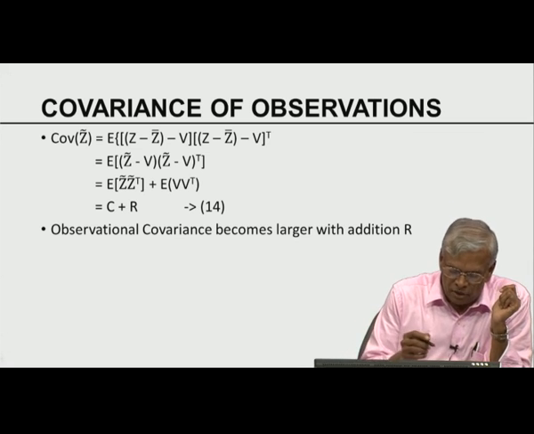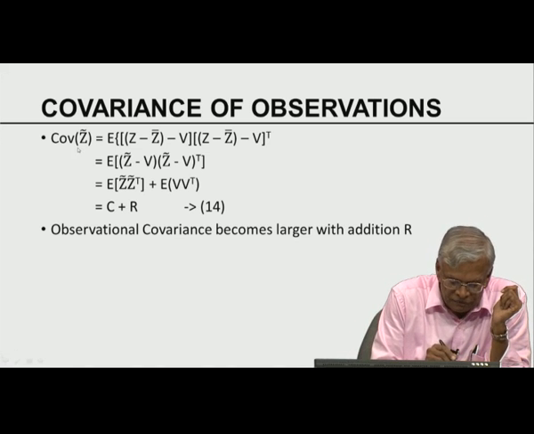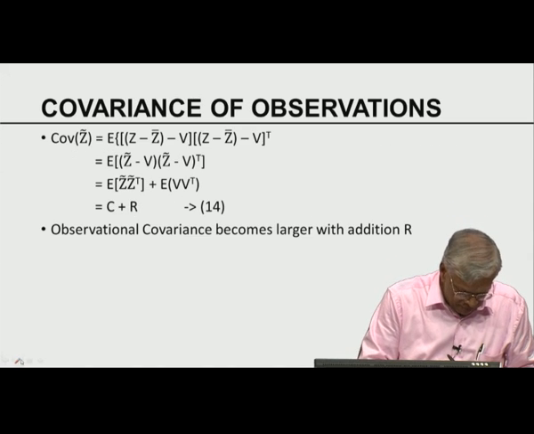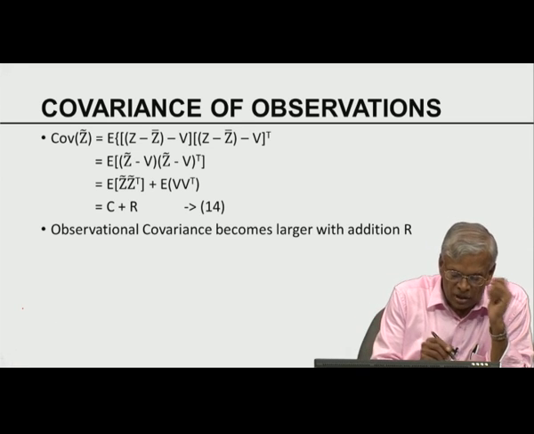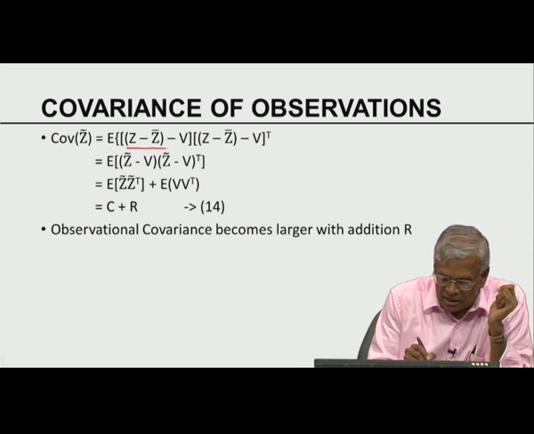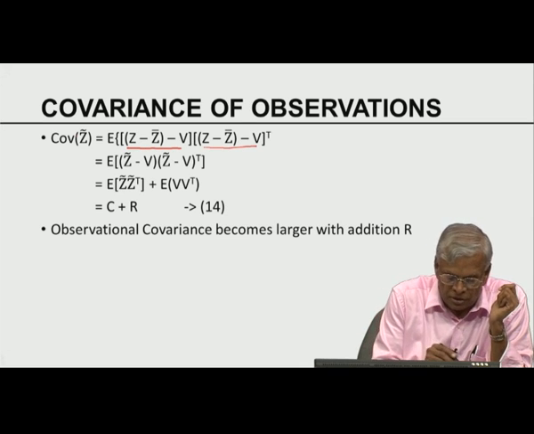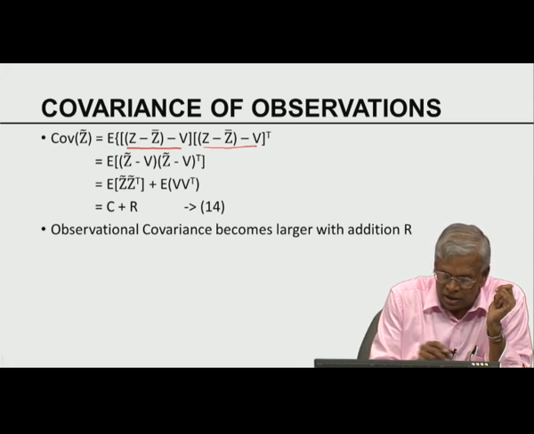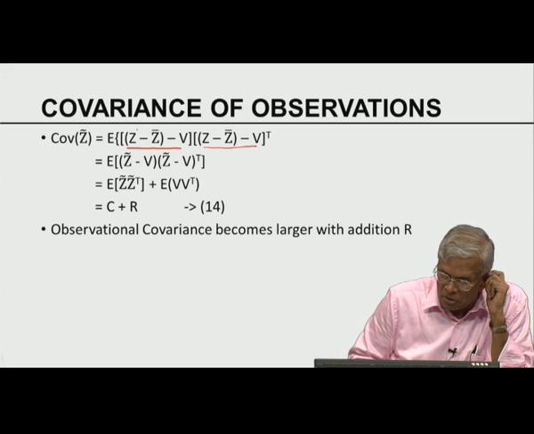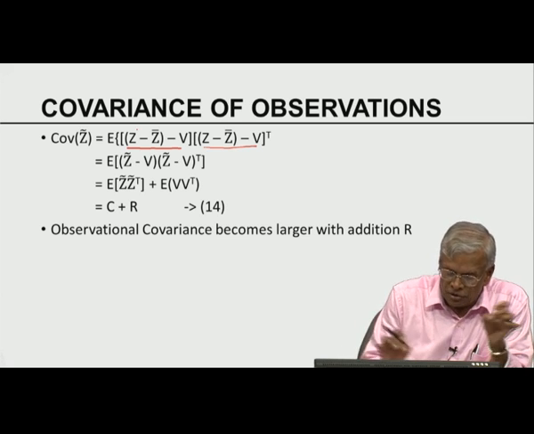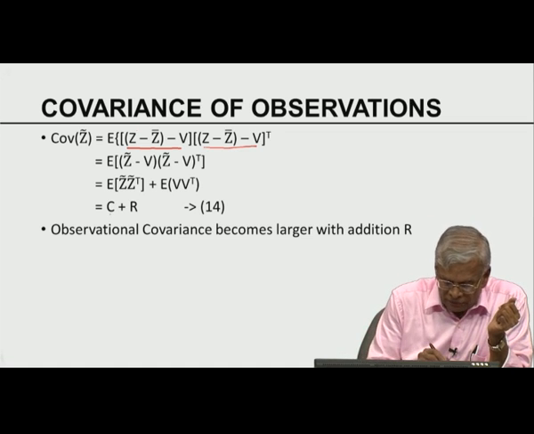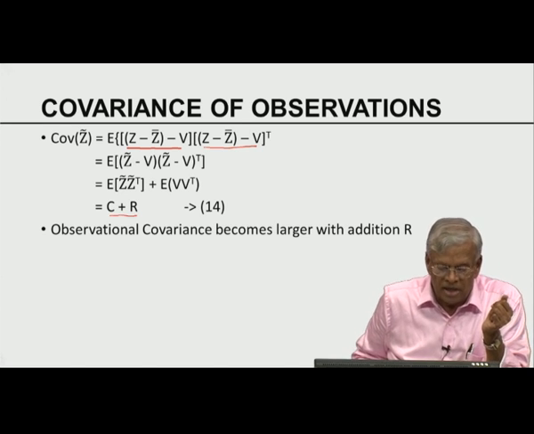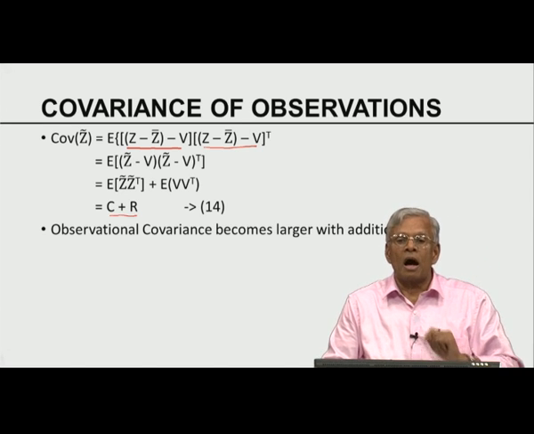In this case I can now compute the covariance. Since we have discussed many of these things in detail, I am going to hit all the major points. So Z tilde is given by this. Its covariance is Z tilde times Z tilde transpose. There are 4 terms. The cross terms vanish because there is no covariance between V and Z tilde. So we are left with the covariance of Z tilde being C plus R.